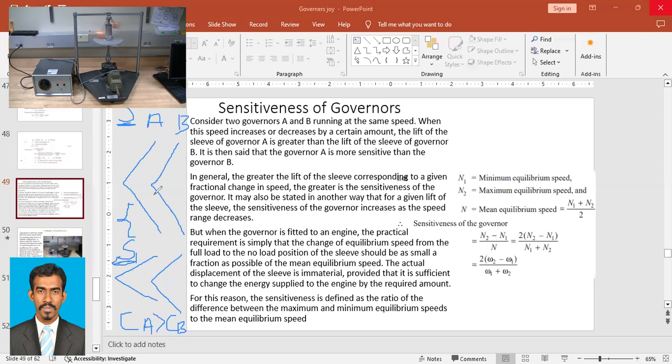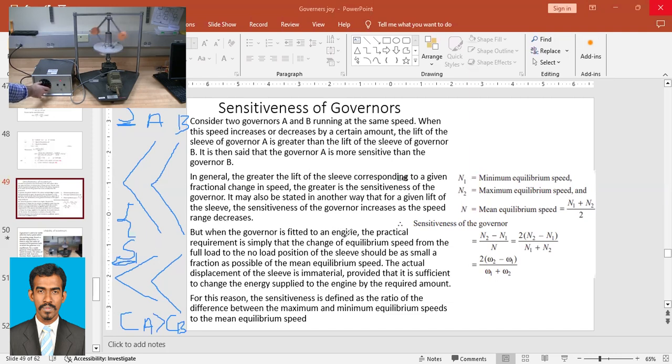For the same lift, if the speed range decreases, what does speed range mean? For one speed, it was like this. For another speed, it was like this. So if the speed range decreases, maybe this is 40 RPM and this is 41 RPM, then we see a high sleeve lift in governor A, but a low sleeve lift in governor B. So for a small change in the speed, a high lift. Same thing in other words.